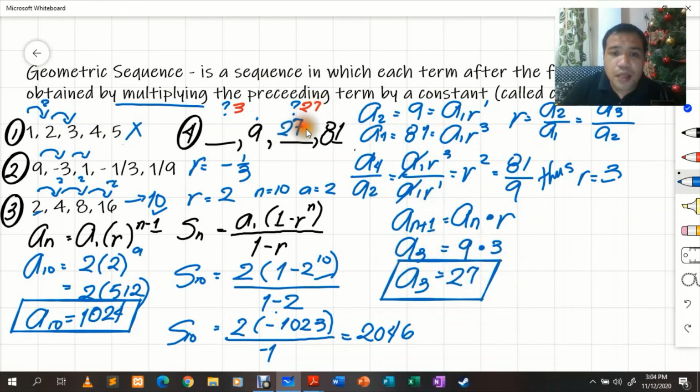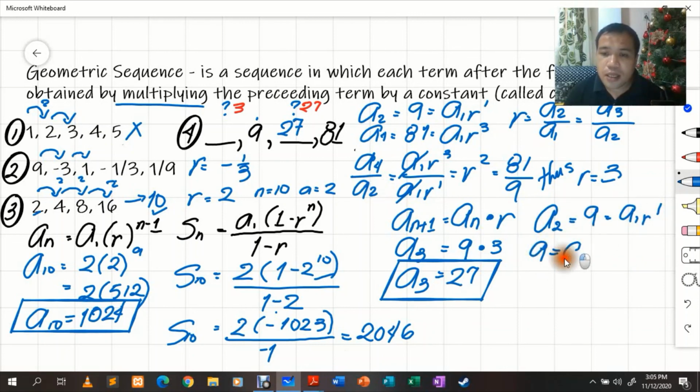Tama. Now, yung una yung nawawala. Siyempre, di-divide natin by 3, since yun yung common ratio, to obtain 3. Pero, pwede rin naman natin kunin mula doon sa formula. Given na si a sub 2 is equal to 9, which is actually equal to a sub 1 r to the 1. So, 9 is equal to a sub 1 times 3 raised to 1, which is 3. So a sub 1 is equal to 3.